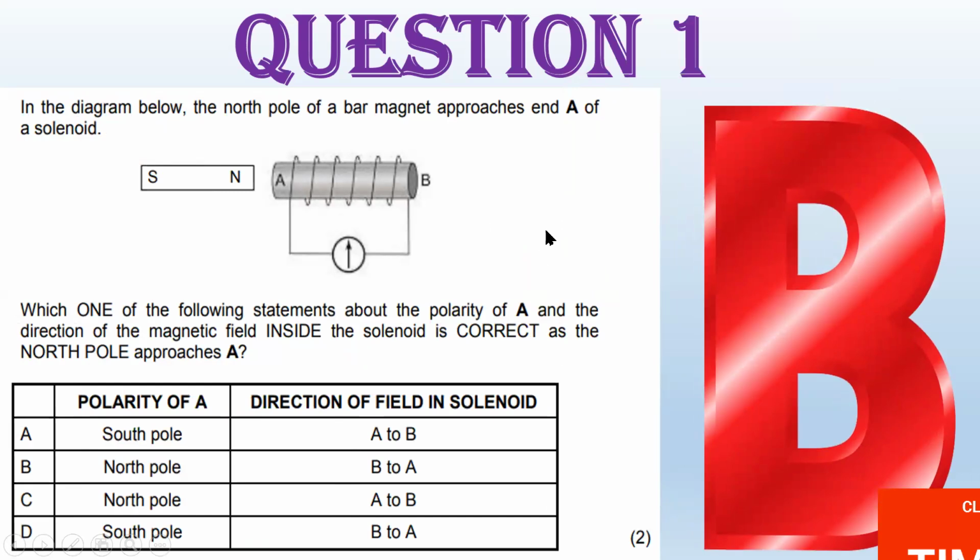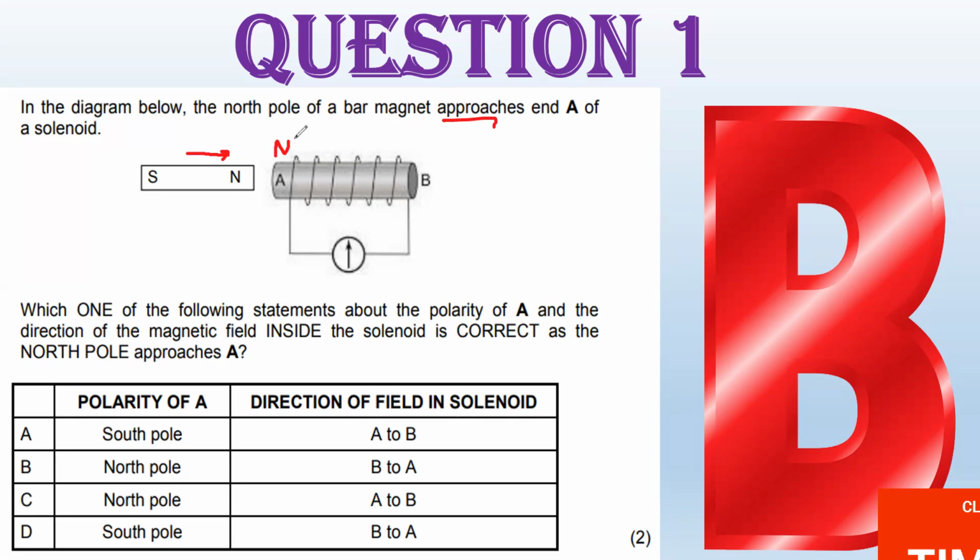Let's explain. First of all, this question comes from Lenz's law. What was Lenz's law? If you have a solenoid and a magnet is coming closer, we have the same polarity. If you have N here and it is approaching, then A also has the same polarity, N and N. We should remember this rule. If it is coming closer, they repel each other and they have the same polarity.